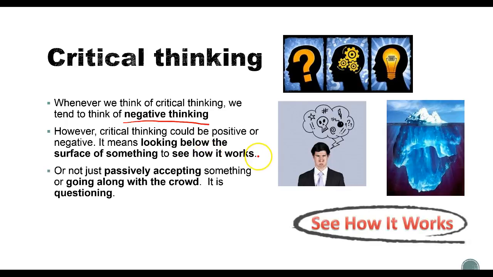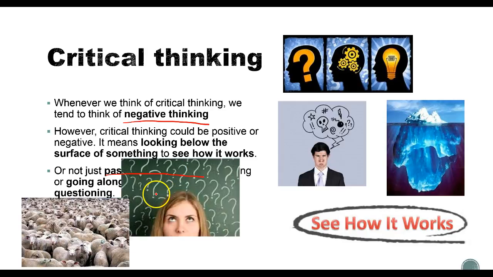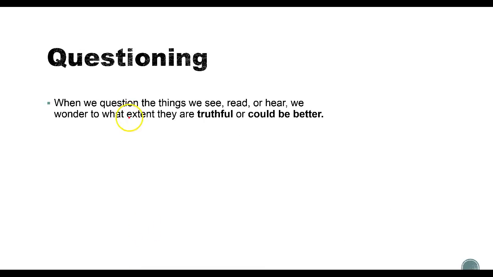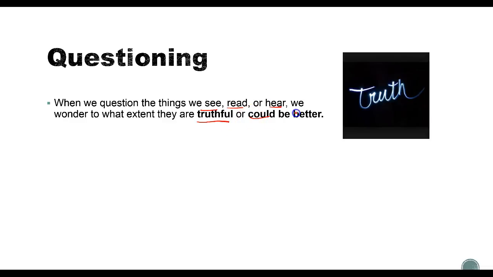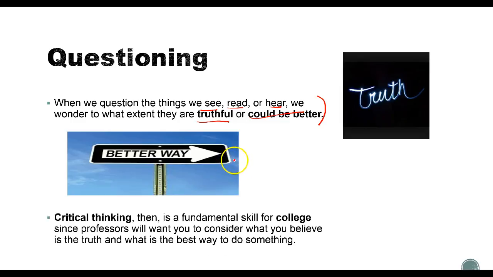So when we think critically about something, we're not just passively accepting something as it is or kind of going along with the crowd, keeping things status quo or the way they are. We're questioning, and we're asking, what is below the surface here, or how does this work? When we question the things we see, read, or hear, we wonder to what extent they are truthful or could be better. So, are the things that we're receiving the truth? Or if we're thinking critically about a process or something, is there a way that this process could be better?